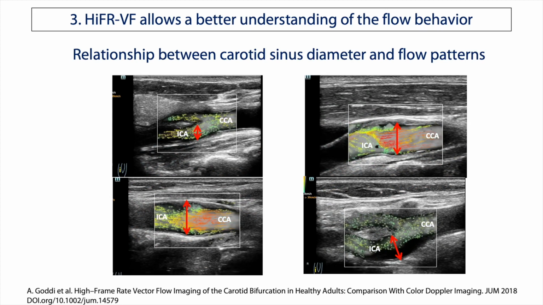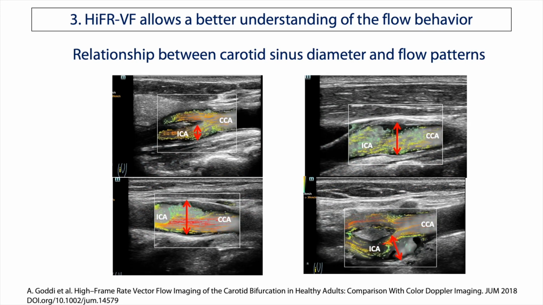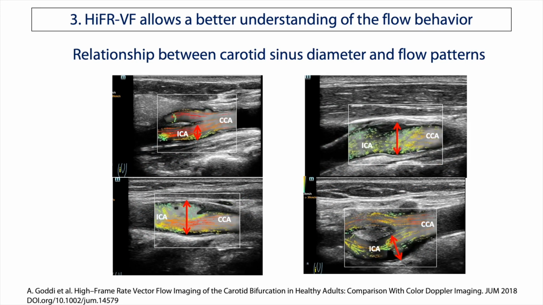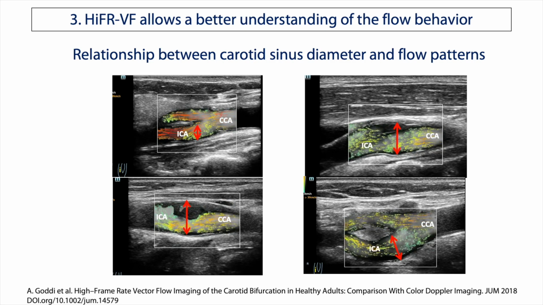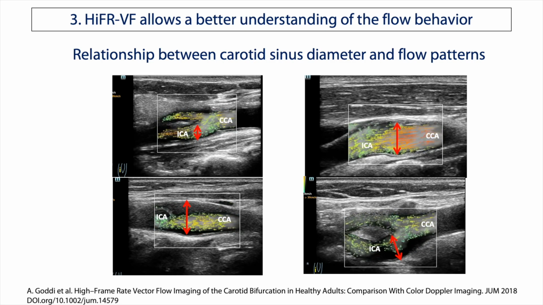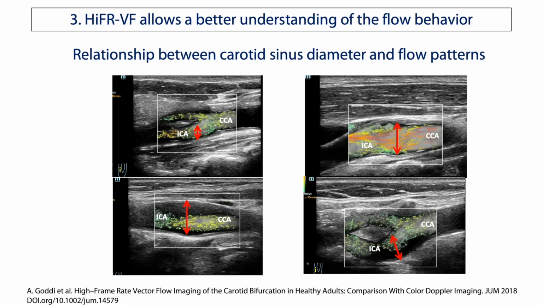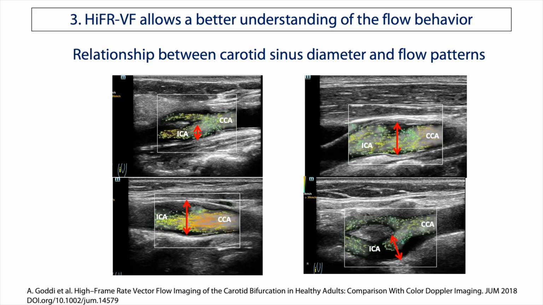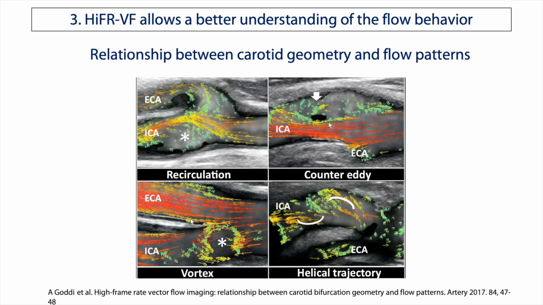As demonstrated in a recent paper of ours, vector flow highlighted a larger extension of the complex flow compared to color Doppler, and depicted different complex flow patterns. A strong correlation was found between the ICA to CCA diameter ratio and the complex flow extension. Moreover, as you can see in the slide, vector flow outlines the streamlines' behavior in different anatomical conditions and permits the analysis of complex flow, allowing us to distinguish different flow patterns such as recirculation, counter-eddy, vortex, and helical trajectory.